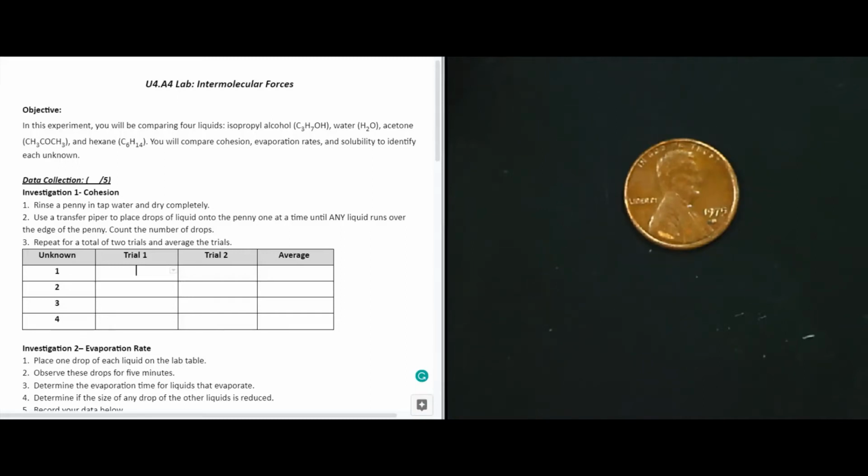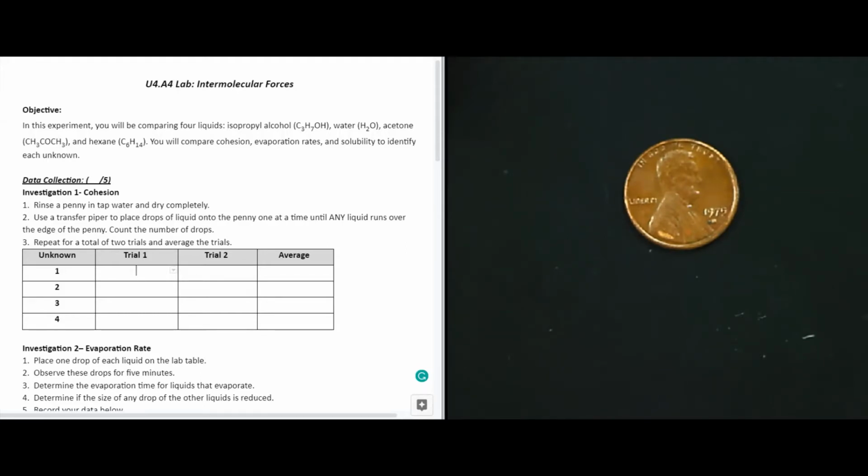Today we're going to do the last lab of the semester on intermolecular forces. In this experiment, you will compare 4 liquids: isopropyl alcohol, water, acetone, and hexane. You will compare cohesion, evaporation rates, and solubility in order to identify each unknown.